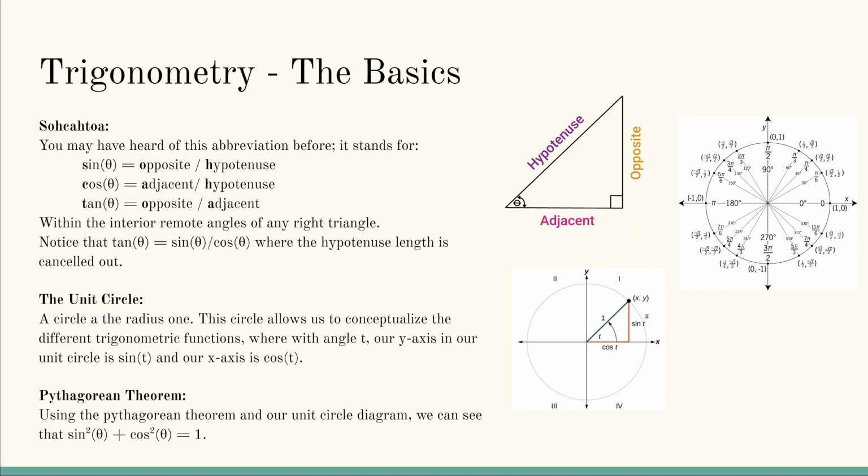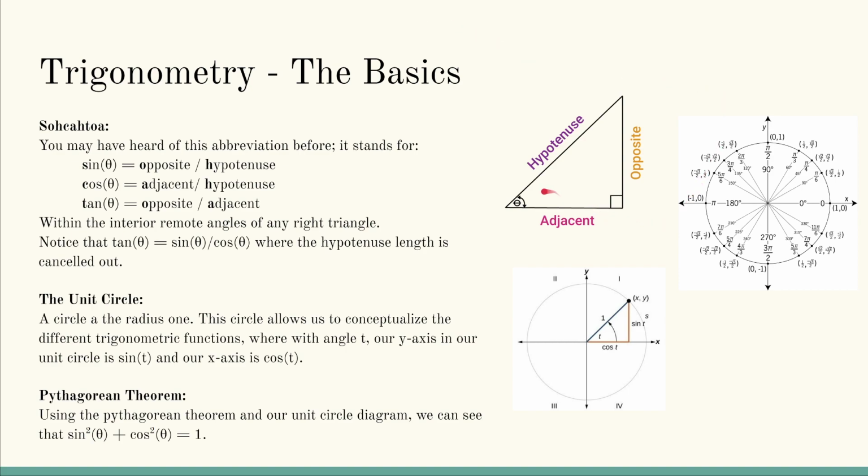Alright, now let's move on to the basics in trigonometry. So we have SOHCAHTOA, which stands for this over here. Sine of an angle is opposite over hypotenuse, and cosine of an angle is adjacent over hypotenuse, and tan of an angle is opposite over adjacent. This only applies in right triangles.